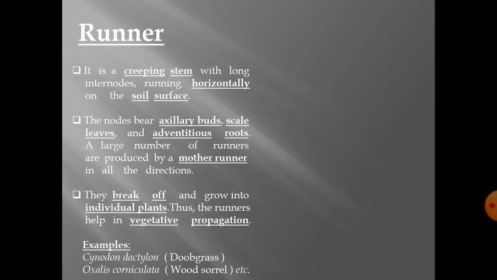Finally, we reach the last point, that is, the runners break off and grow into individual plants. Thus, they help in vegetative propagation. Now, come on to the examples. Cynodon dactylon, commonly known as doob grass, and Oxalis corniculata, commonly known as wood sorrel, are the best examples of runners. To sum up, now we come on to the illustration.